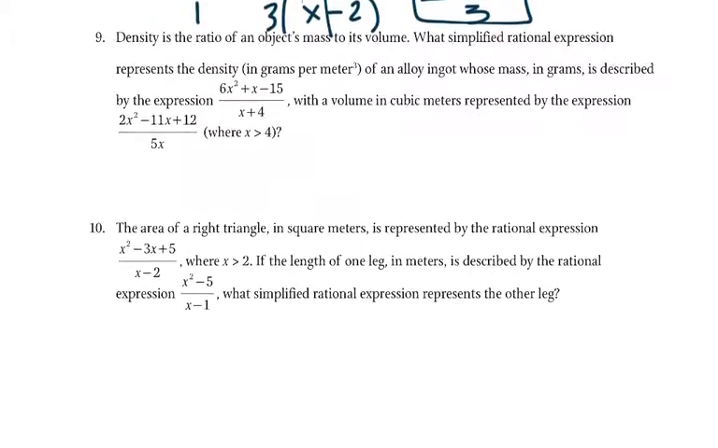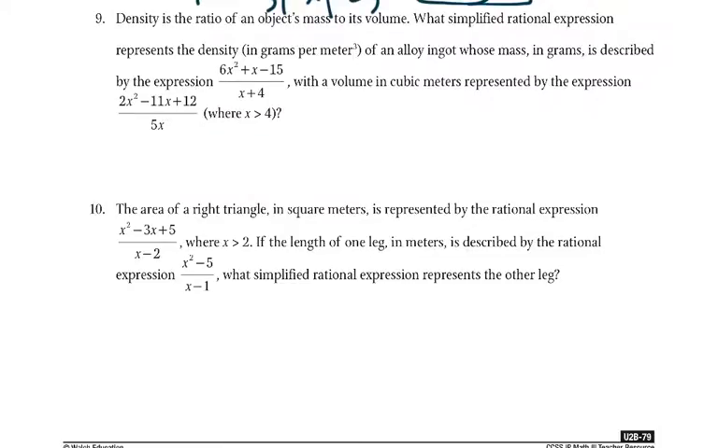Number 9. Density is the ratio of an object's mass to its volume. What simplified rational expression represents the density of an alloy ingot whose mass in grams is described by this expression with a volume in cubic meters by this? So it looks like we'd go 6x squared plus x minus 15, which let's start reducing that.